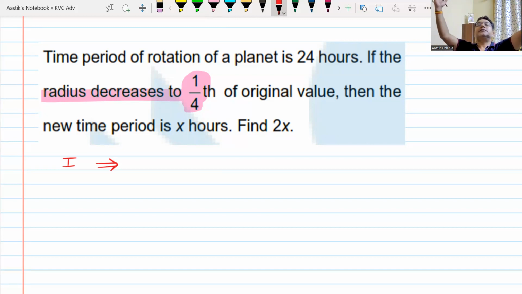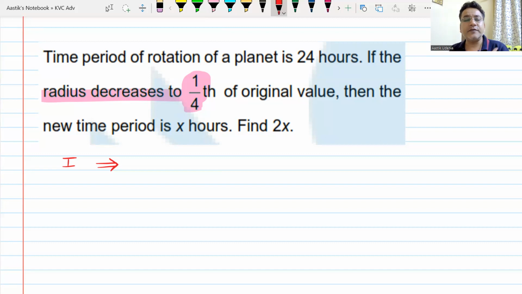Take deep breaths. Close your eyes. Think. Now give the answer. Sir, I have remembered that T is directly proportional to R cube. Deep breaths you need to take. Deep breaths. This planet is not rotating around the sun. It is rotating on its axis. Radius becomes 1 by 4.